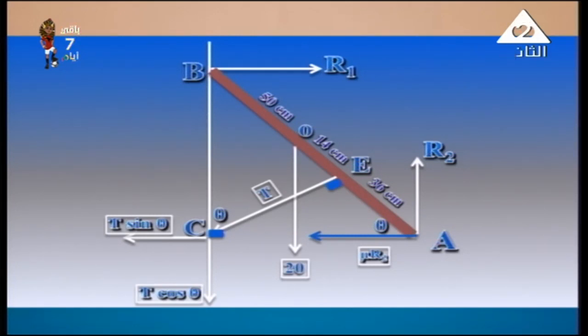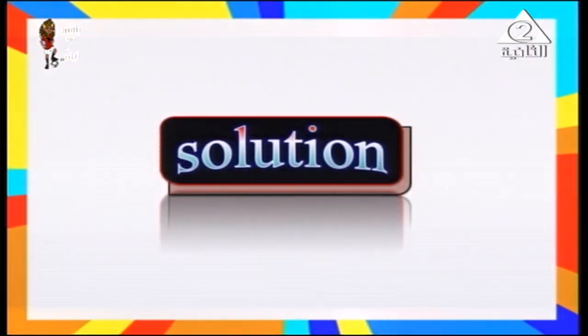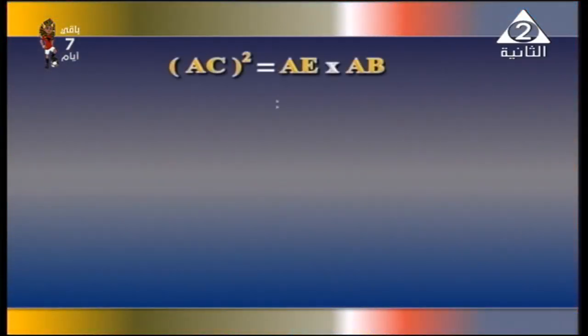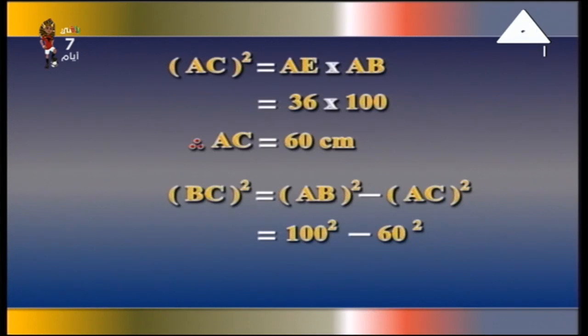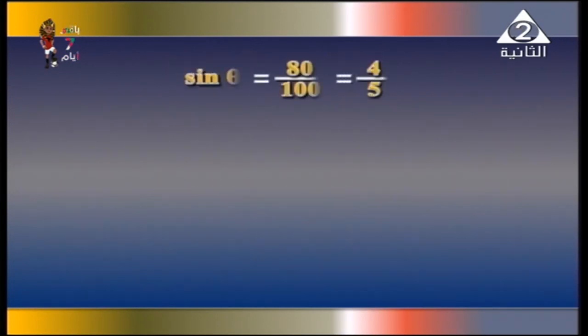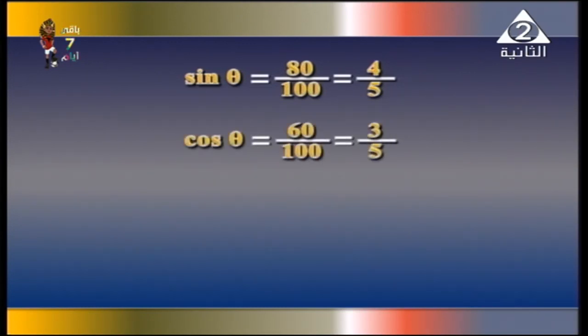To find the value of the coefficient, look at, my dear student, we find the length of AC square, AE times AB, under square root, AC equals 6 centimeter. Also BC square, by Pythagoras theorem, equals 80 centimeter. Then, my dear student, find the value of sine theta, 80 over 100 equals 4 over 5. Also cosine theta equals 3 over 5.